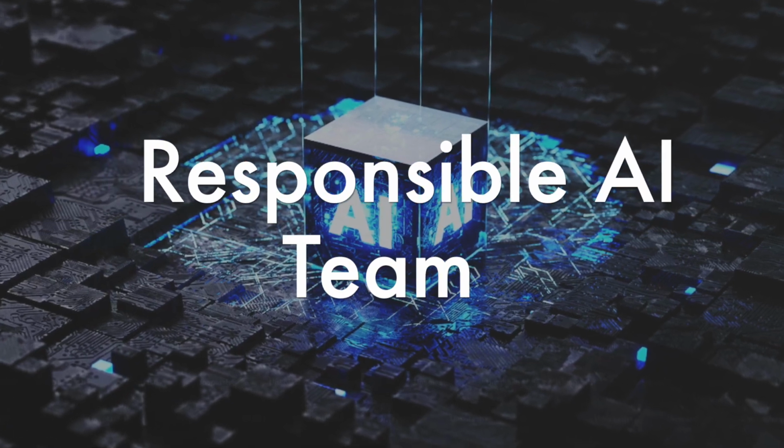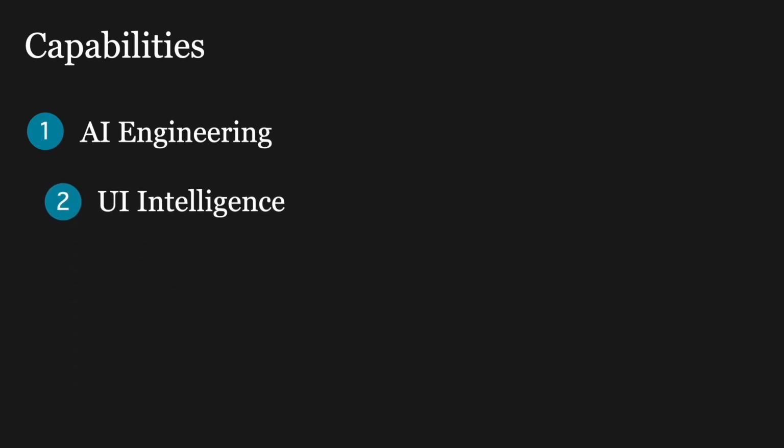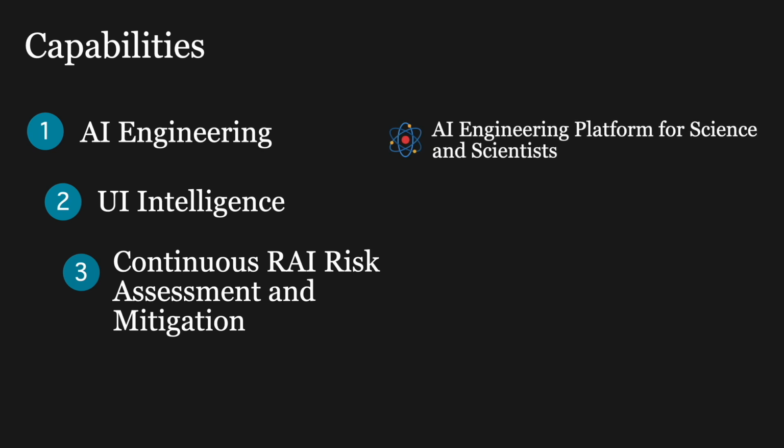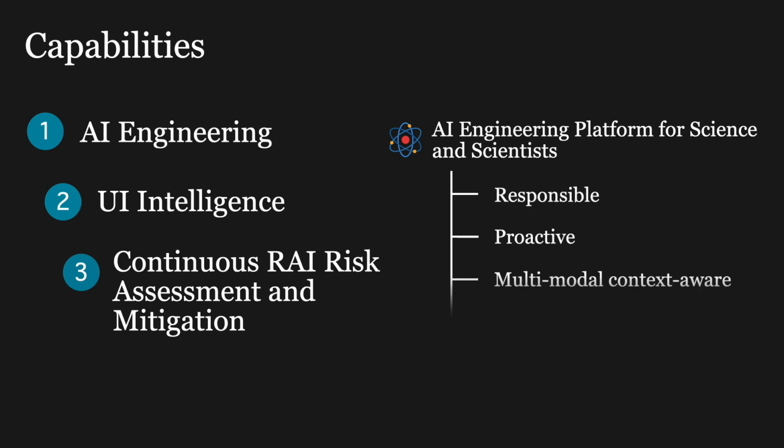Our responsible AI team provides three kinds of capabilities: AI engineering, UI intelligence, and continuous RAI risk assessment and mitigation. With these capabilities, we aim to build an AI engineering platform to empower scientists who have limited AI and programming skills. This platform will enable them to create responsible, proactive, and multimodal context-aware copilots. These copilots can automatically generate scientific workflows to meet the scientist's personalized requirements.